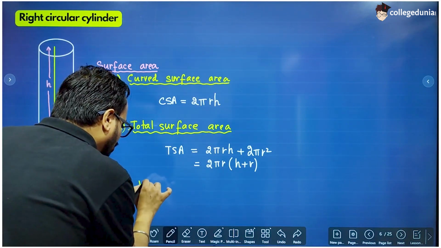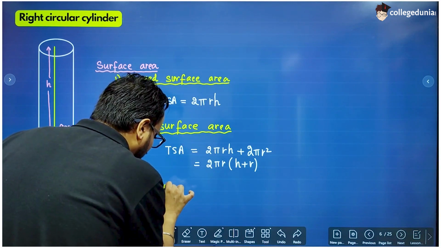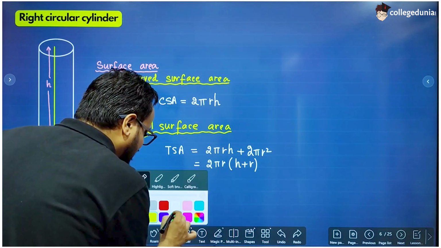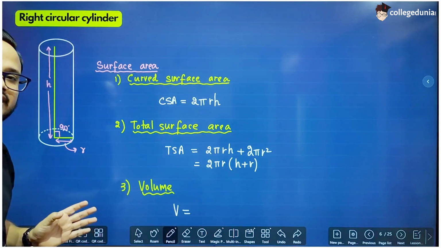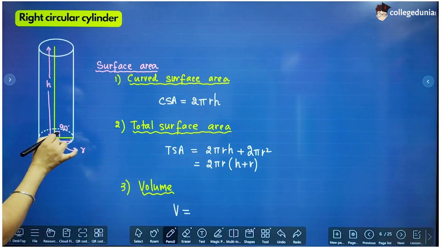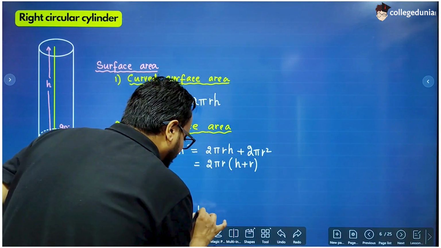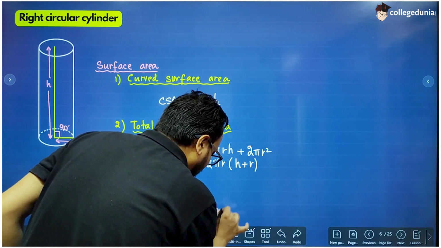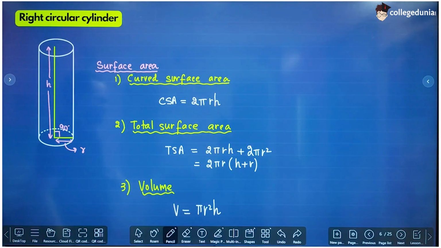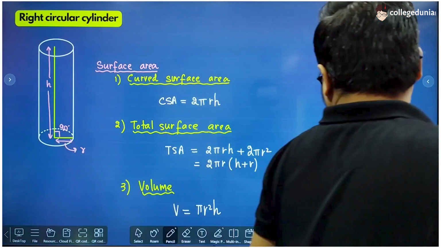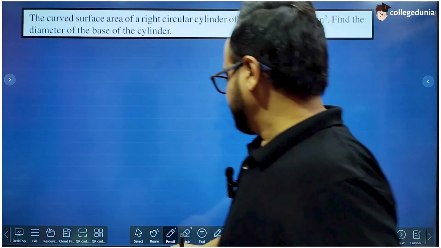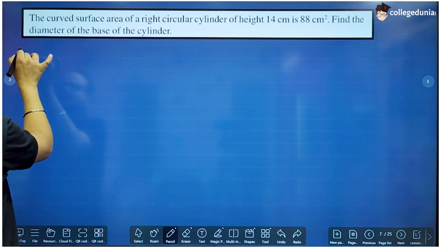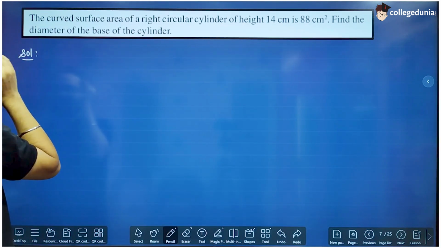Number 3, volume of the right circular cylinder. Volume is the area of the base into height, as we have discussed before. So the area of the base is pi r square and height is h. So these are the formulae of right circular cylinder. Okay, now let's discuss a few questions based on right circular cylinder, area and volume.